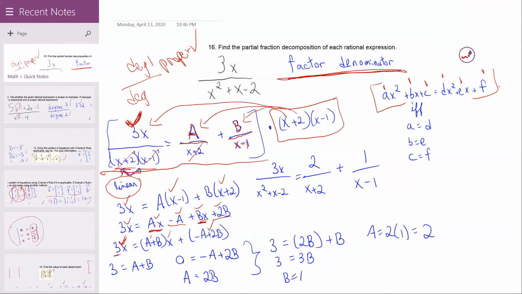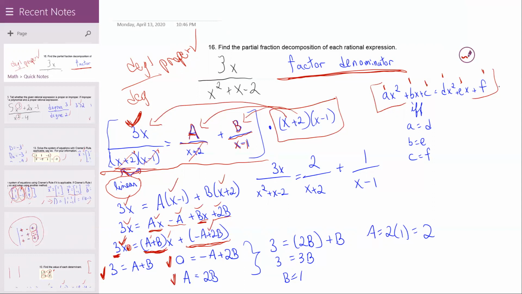So here, the coefficient of x is 3, and here the coefficient of x is a plus b. So we have the equation 3 equals a plus b. Then here we have constants. Now over here we don't have a constant, so the coefficient is 0 because it's 0 times a constant. And here this is our constant because it's everything without an x. So we have 0 equals negative a plus 2b. So we can solve a equals 2b.